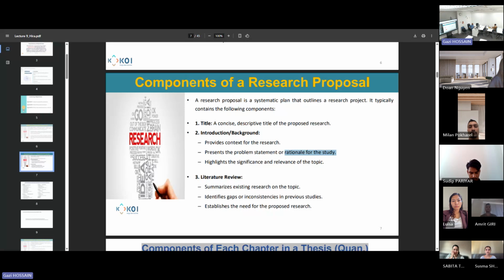While we are justifying our study, we need to justify it in two ways. One is theoretical justification, another is practical justification. Theoretical justification means that there should be a research gap, because our research has been chosen from the gap area. And while we are conducting this research, that gap will be fulfilled. So this is the theoretical justification.